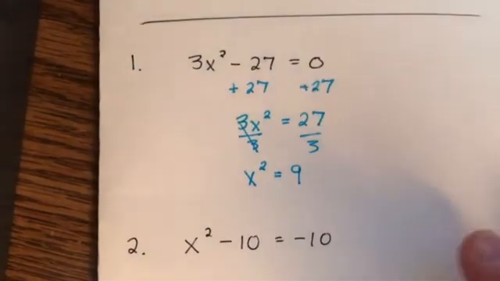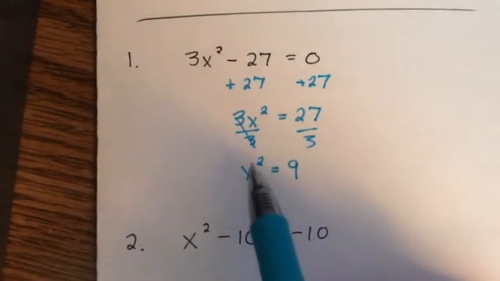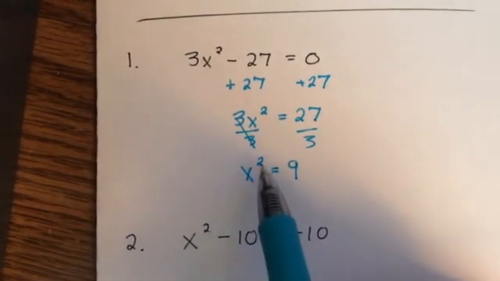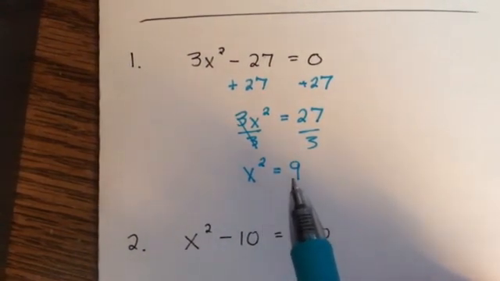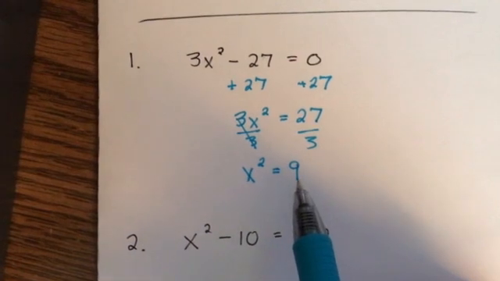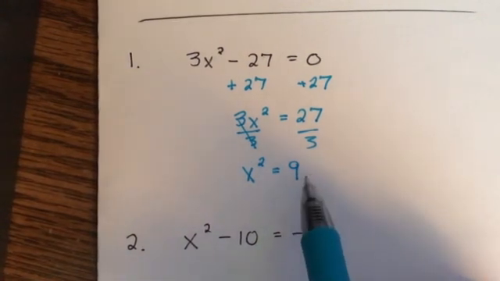Now, when I really think about this, this is the most important part of the lesson today. This is some number squared, some number times itself to equal 9. There are two answers. 3 times itself is 9, but also negative 3 times itself, and negative 3 times a negative 3 is also a positive 9.